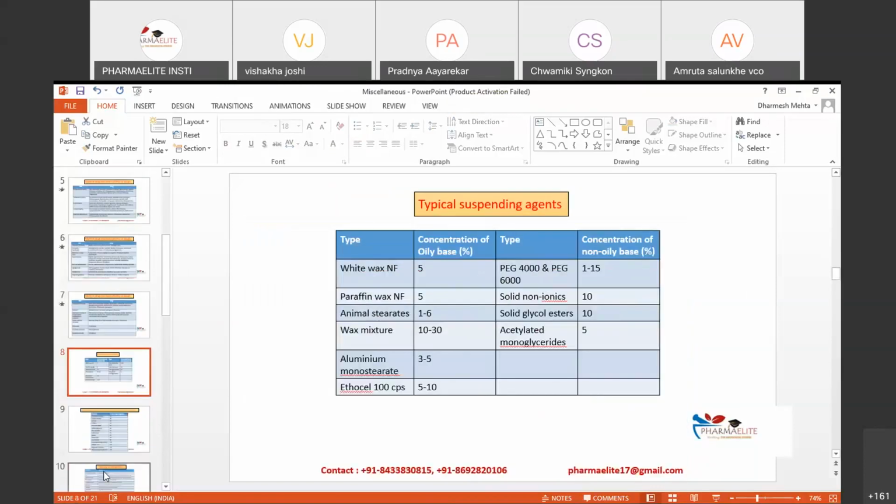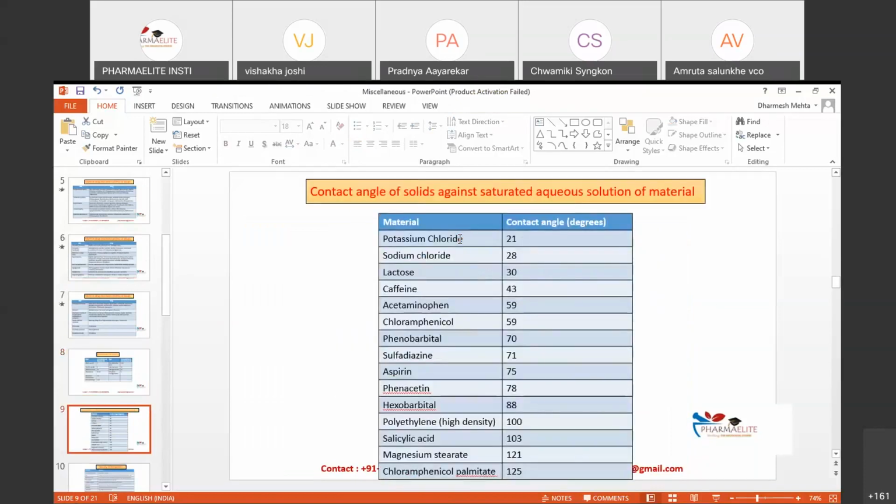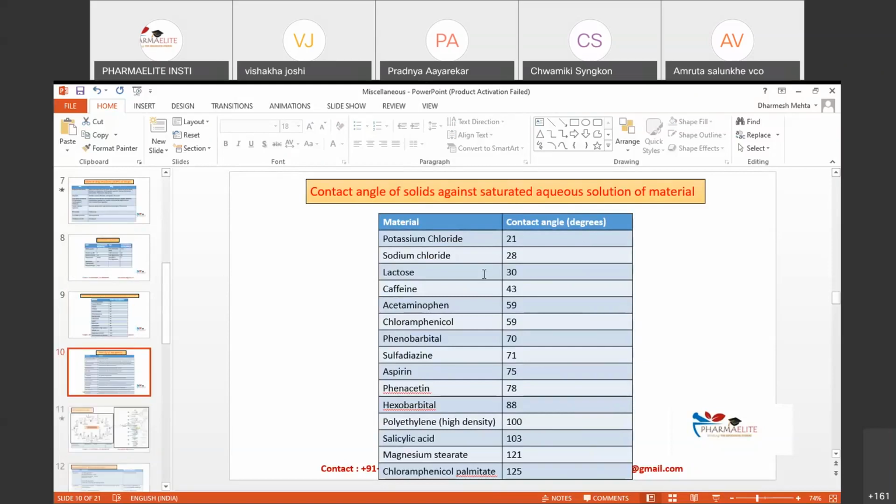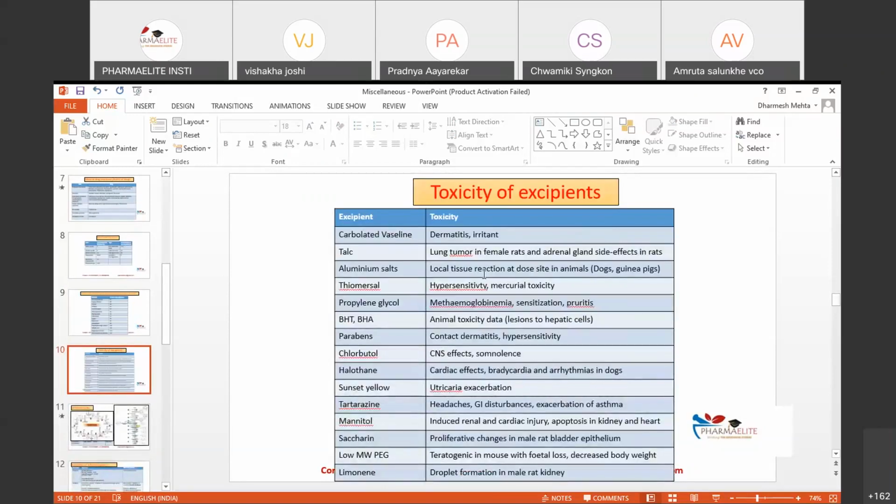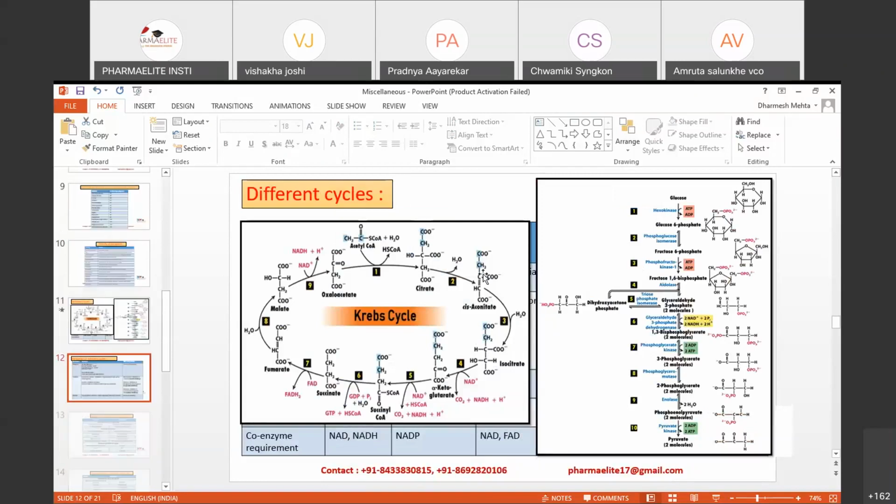Further, you will have different suspending agents. What is the concentration they are used at? Contact angle of different wetting agents. Even this is important. Toxicity of excipients, specific ones, different cycles.